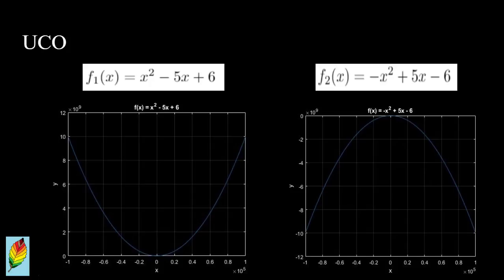To understand the principle of constraints, let us look at the functions f(x) = x² - 5x + 6, and f(x) = -x² + 5x - 6. For x² - 5x + 6, the minimum is -0.25, and for -x² + 5x - 6, the maximum is 0.25.